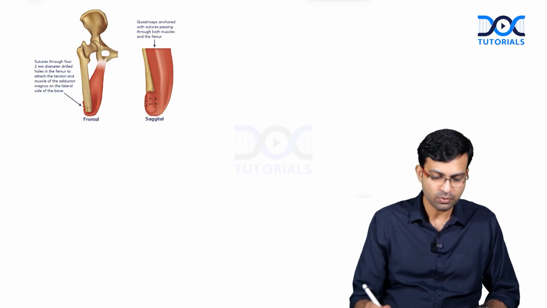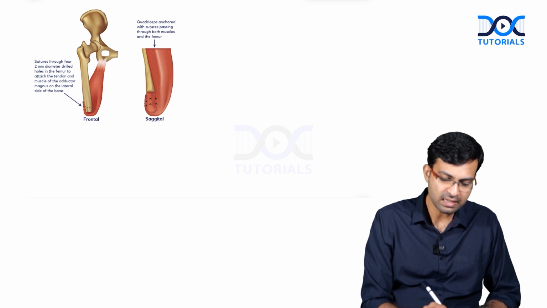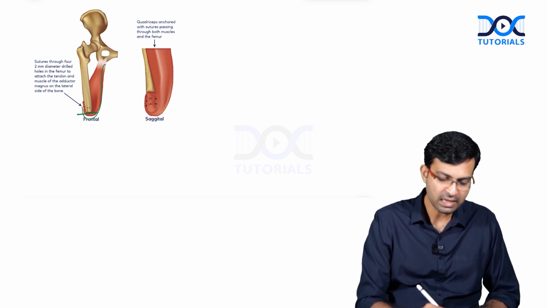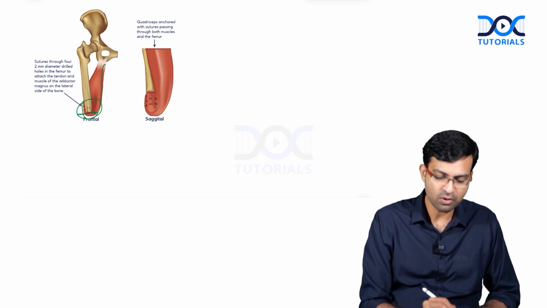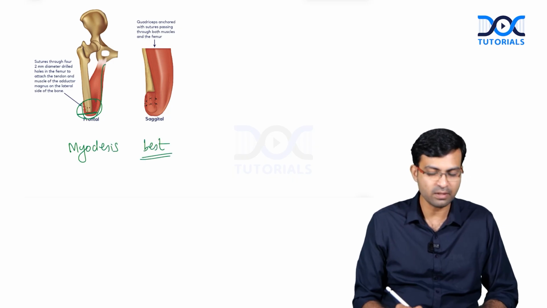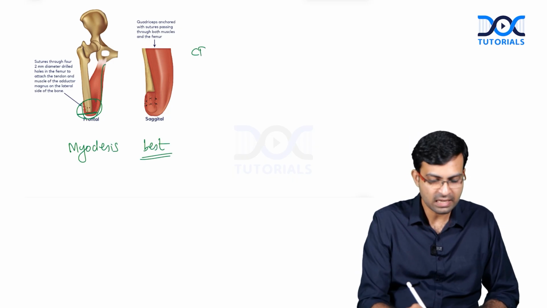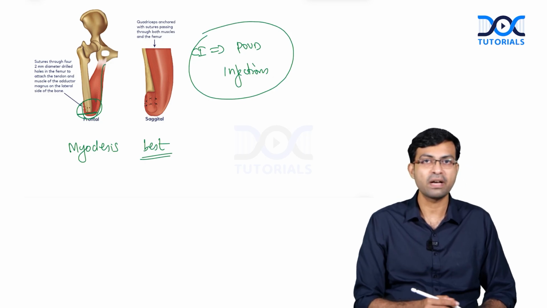So I'll show you. This is myodesis. This is above knee amputation. In myodesis, you can see that amputation has been done at this level and the muscle has been taken around like this, and drill holes are made in the bone and the muscle is sutured onto the bone. This is the best method for fixing the bone, but it is contraindicated in POVD and sometimes also in infections. In ischemic conditions and infections, we generally do not do myodesis.